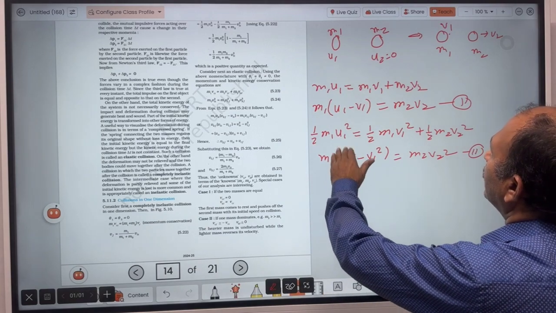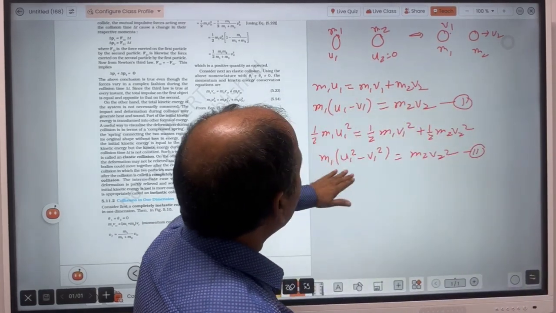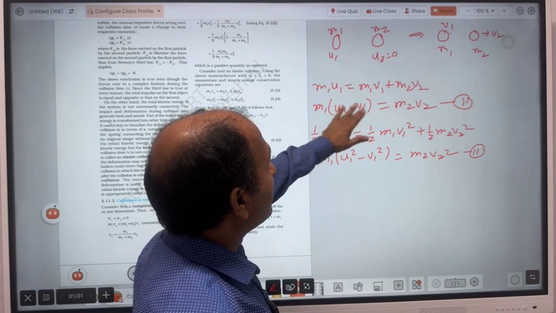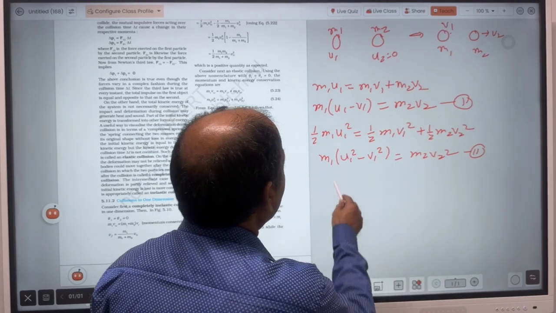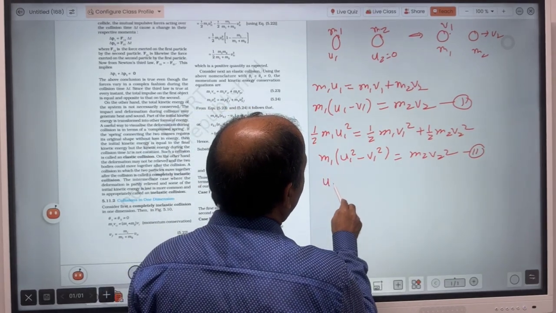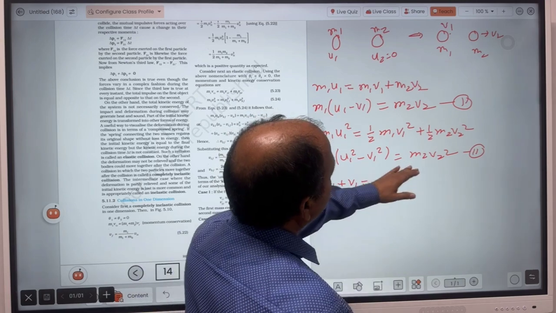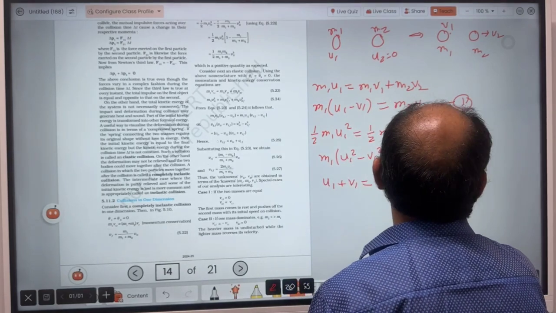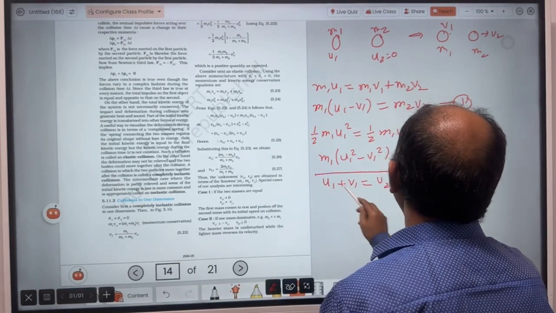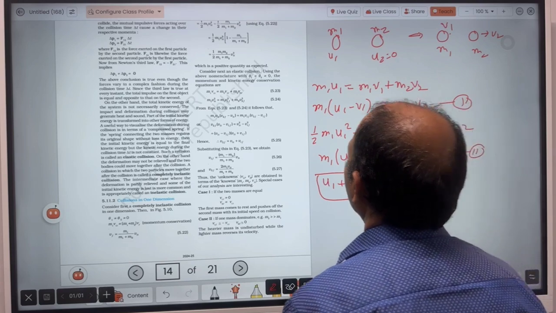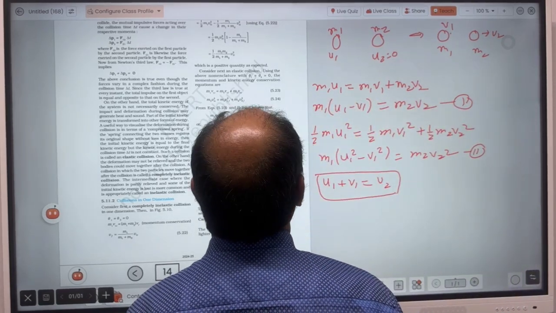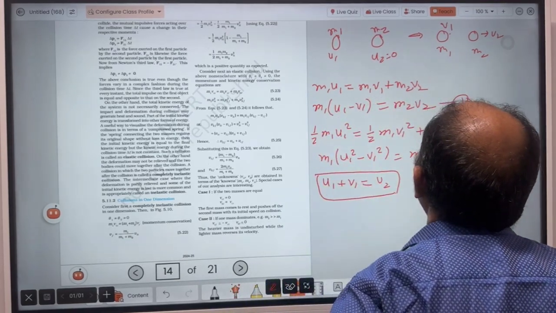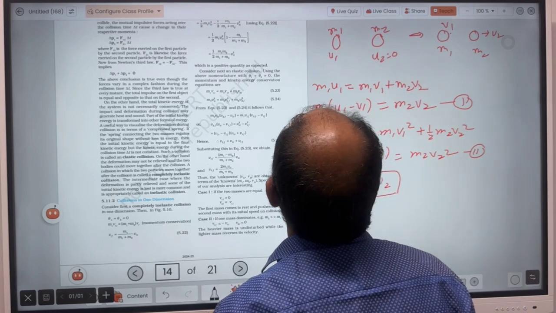We can divide equation 2 by equation 1. What do we get? Here a square minus b square applies, so a minus b and a plus b. The a minus b will get cancelled, and here nothing happens, so it will become u1 plus v1 equal to v2. The m2 will cancel out, only v2 will be left. So we have got the final velocity as v2 equal to u1 plus v1.